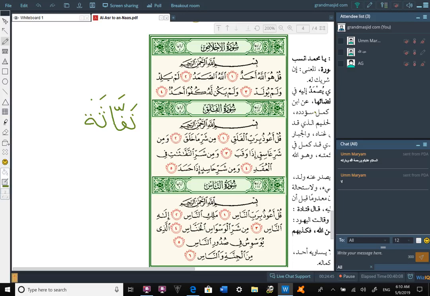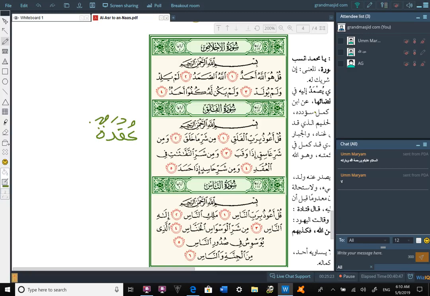Fil uqad. Min sharri nafathati, majroor here with a kasra, right? Majroor with a kasra because mudaf ilay. Fil uqad. Fi is a harf jar, making the noun after it majroor. As we can see, uqad here has a kasra after fi. So we say fil uqad. Uqad is the plural of uqda, right? Uqda.